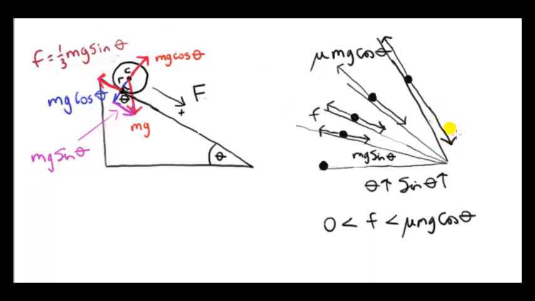So this is our mg sine theta. This is the force that we would have in the absence of friction, and here's our mu mg cos theta, and you can see that mg sine theta is greater than mu mg cos theta in this situation. So obviously the particle is sliding down the incline.